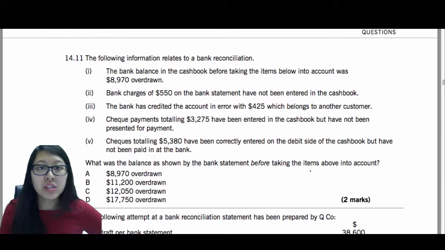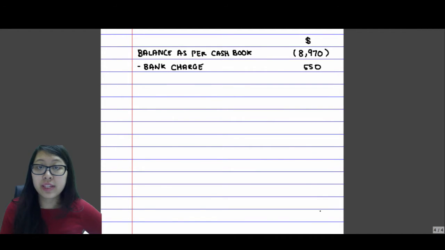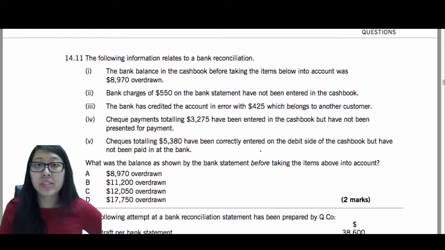2. Bank charges of $550 on the bank statement have not been entered in the cash book. So information 2 is quite obvious. It tells us it's a bank charge and it was not entered in the cash book yet. So we will need to adjust for this. And because it's a bank charge, that means our balance should reduce. So we're going to have to deduct $550. Now let's find more information before we can conclude our cash book balance.